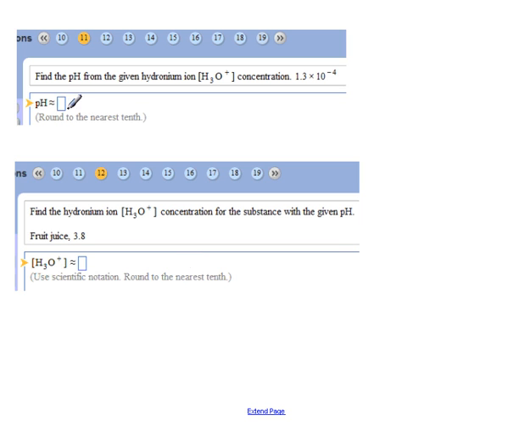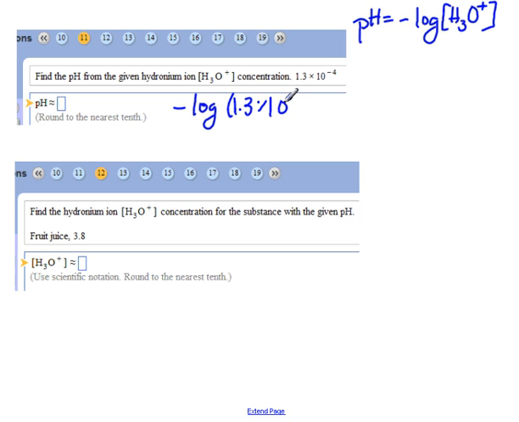Now, this problem says to find the pH from the given hydronium ion concentration, a solution that has 1.3 times 10 to the negative 4. Well, pH is a scale that measures if something is an acid or alkaline. So the formula for this is that the pH is equal to the opposite of the log of the hydronium ion concentration. So to find the pH here, we're just going to use our calculator to do the opposite of the log of 1.3 times 10 to the negative 4.